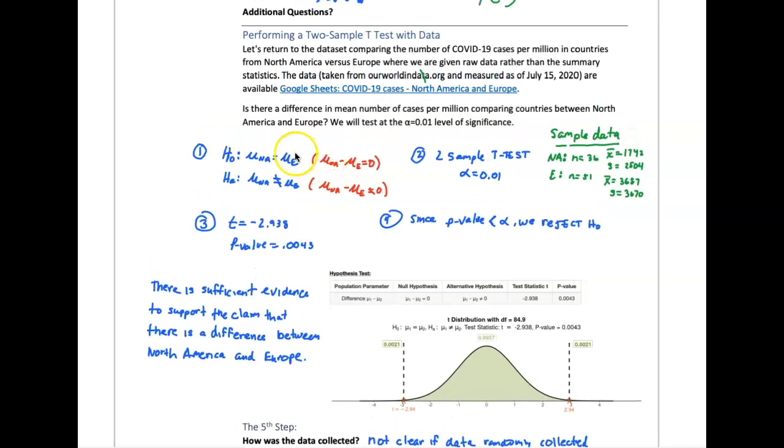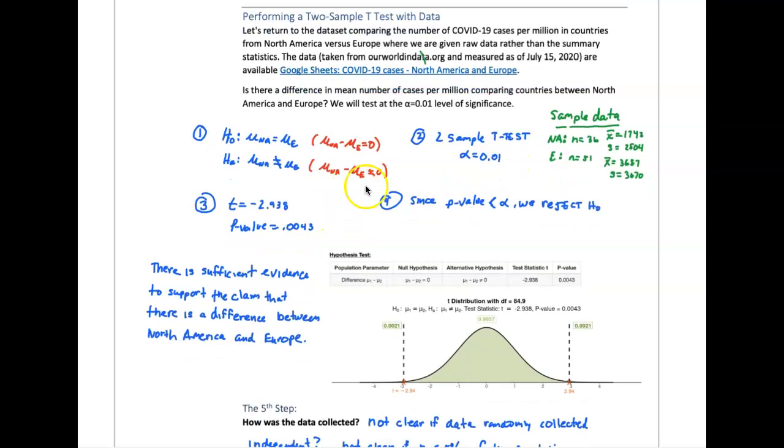Again, we're checking to see if the number of cases is different. Is there a difference? And so again, a two-sided test. You can see the way we wrote it. You get a two-sample t-test. The alpha is going to be 0.01, 1% level of significance. Again, that is connected back to these errors we talked about, the connection to a type 1 or type 2 error and how we change this to control for those errors.